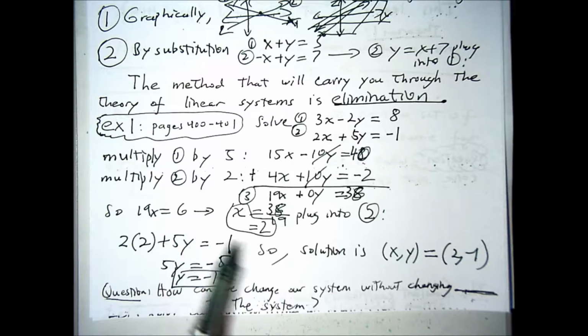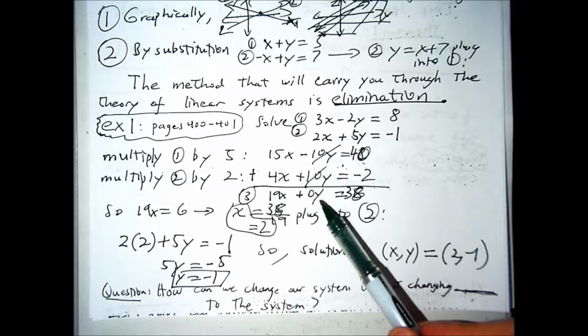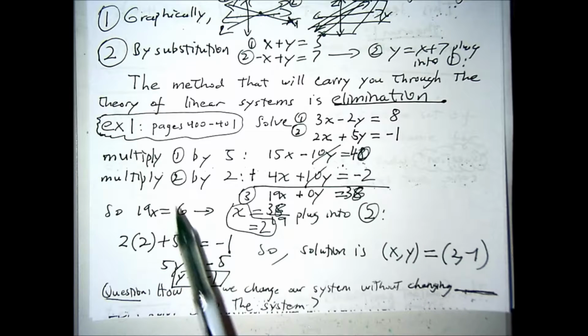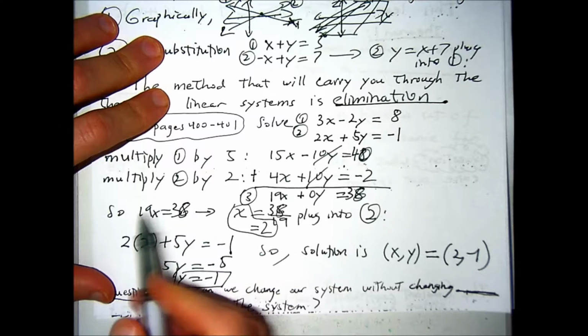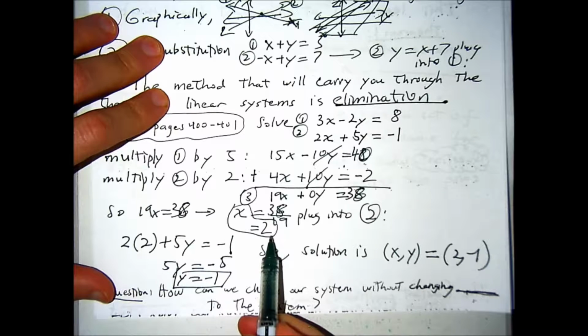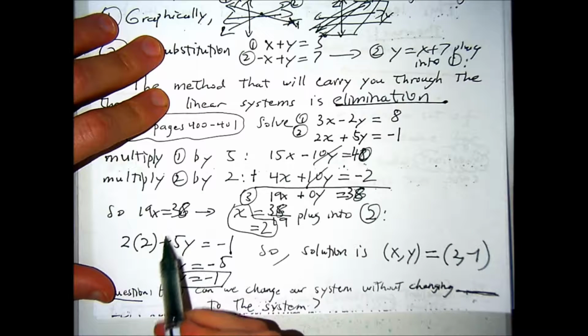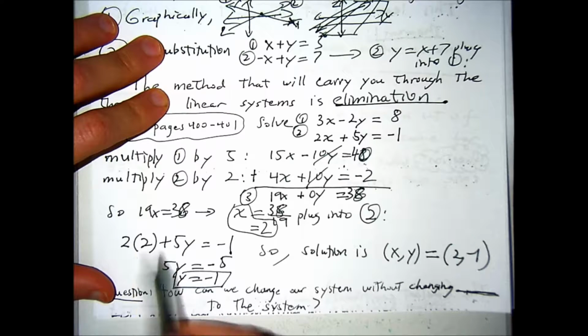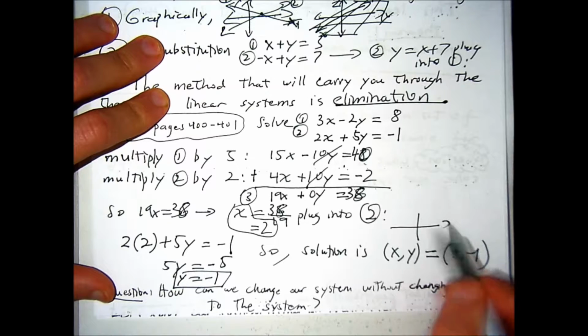But what I did was I just multiplied one of the equations by a number, added them together, and that got rid of y. And then I was able to solve for x. And then I made a mistake. This should have been 19x equals 38, and then I got x equals 2. And I plugged that into the second equation, and I got 2 times 2 is 4 plus 5y, so y ended up being negative 1. And the solution is a point, x y, 2 negative 1, where these two lines are overlapping.